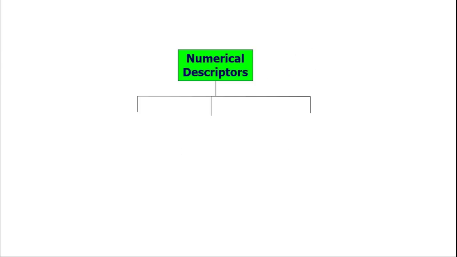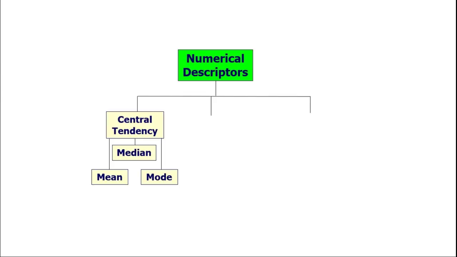So we're going to be looking at numerical descriptors. These are numbers that help to describe data. And one area that people seem to get really hung up on is measures associated with something that's called central tendency. The central tendency really is average, so measures of average. And there are 3 basic measures of average. They are the mode, the median, and the mean.